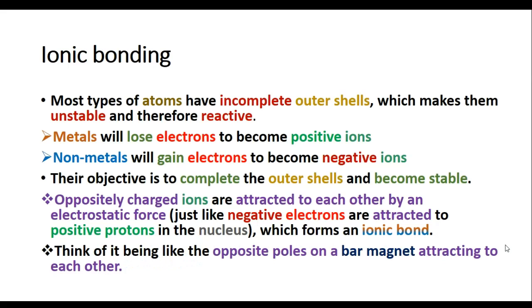It's a similar thing that you would see in terms of poles on a bar magnet. Opposite poles, so south and north pole on a magnet, attract each other. They are opposites. It is the same like that for charged ions. If they are opposite, then they attract.